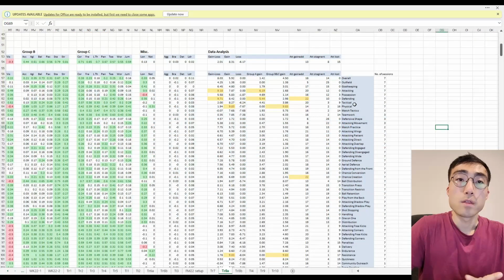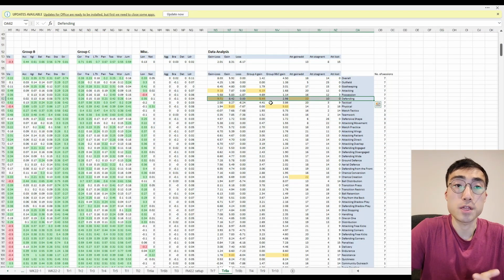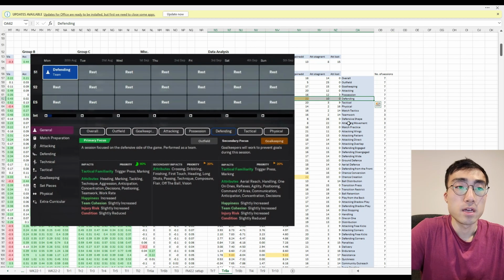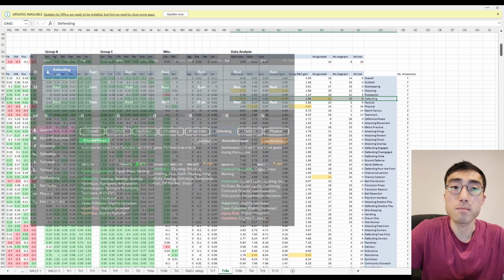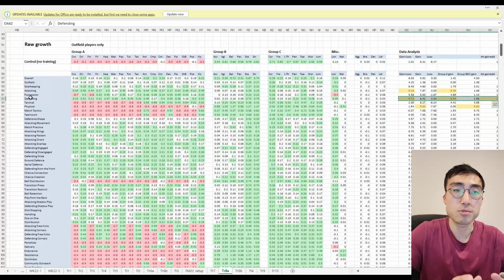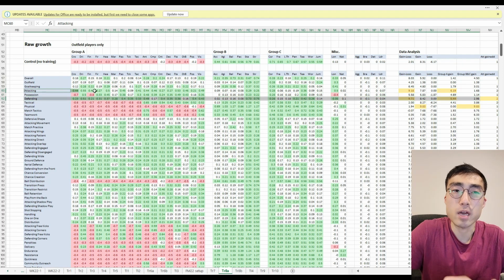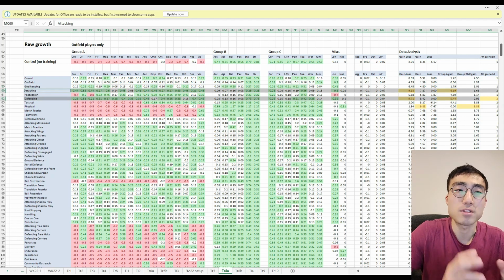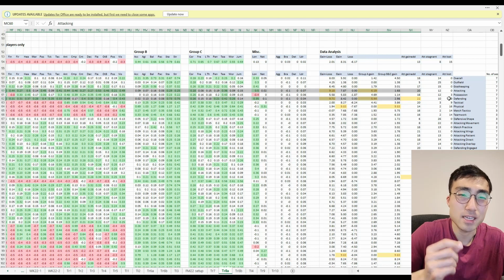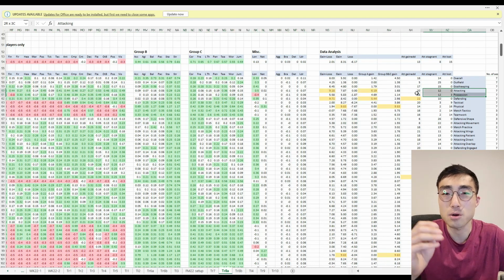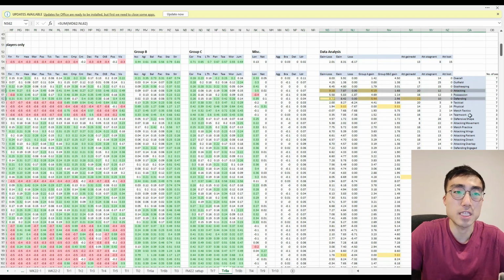The second question that I get a lot is regarding the use of defending sessions. According to my research, defending is one of the most powerful training sessions in the game in terms of the number of attributes and the amount of attributes that it boosts. The benefits of the defending session is actually quite comparable to the attacking training session. And when I was designing this training schedule, it was actually a tough decision whether I should go with the attacking session or the defending session.